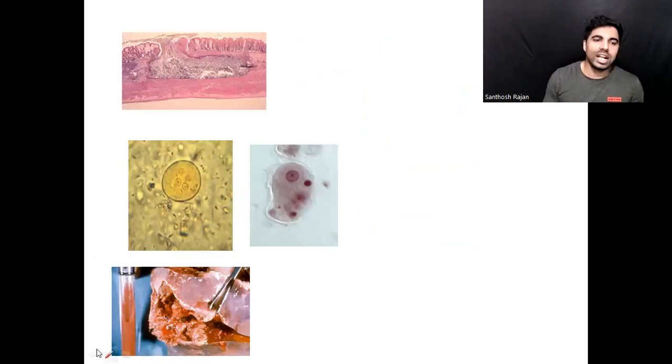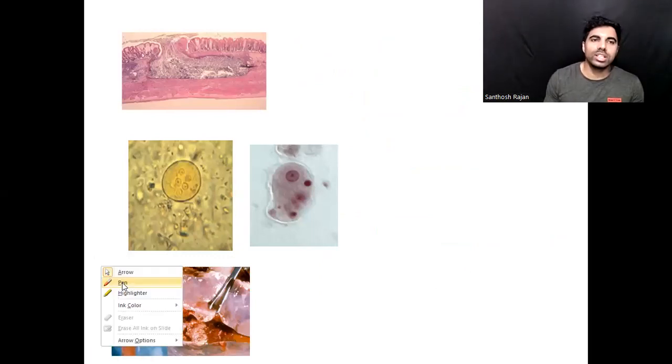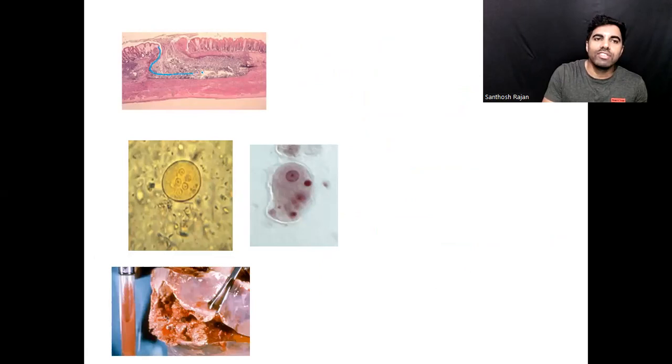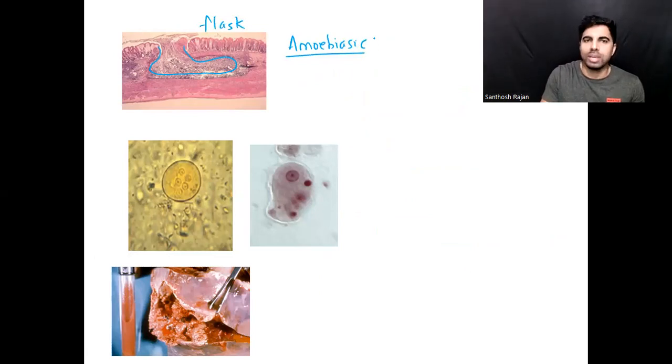This one. What is this ulcer? How does it look? This ulcer looks like a flask shape. So which one is that? Amoebiasis, the amoebic ulcer. This is a flask-shaped amoebic ulcer, which is caused by Entamoeba histolytica, EH. Okay, Entamoeba histolytica.